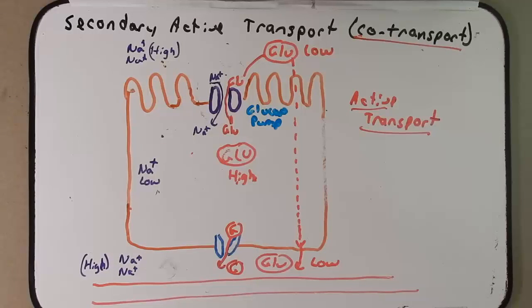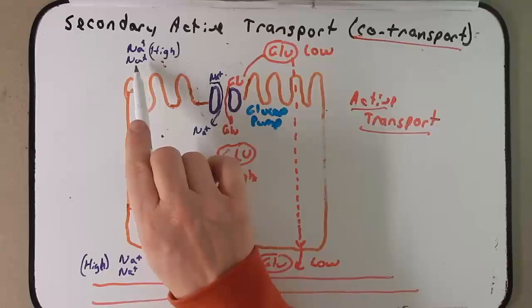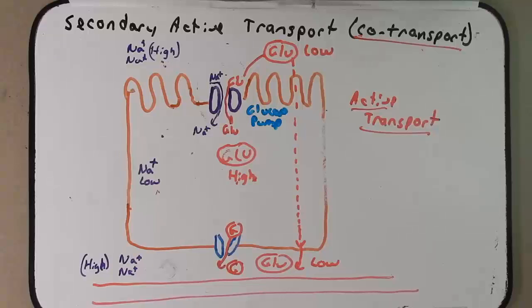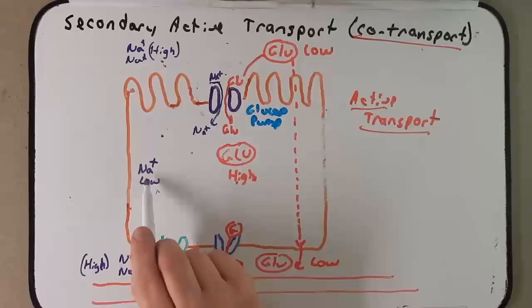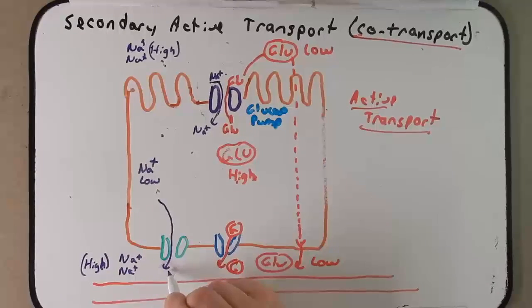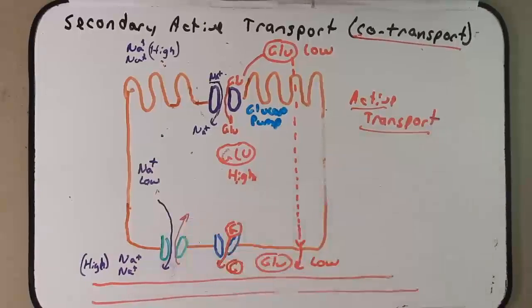Now, you might imagine one problem here. We're pumping in all of the sodium. At some point, the sodium is going to get too high here, and now no more sodium can come in, and therefore no more glucose. That's where our good friend, the sodium-potassium pump, comes into play. And that's going to take sodium and move it against its concentration gradient from a low concentration to a high concentration. And then, of course, move potassium in this direction as well.